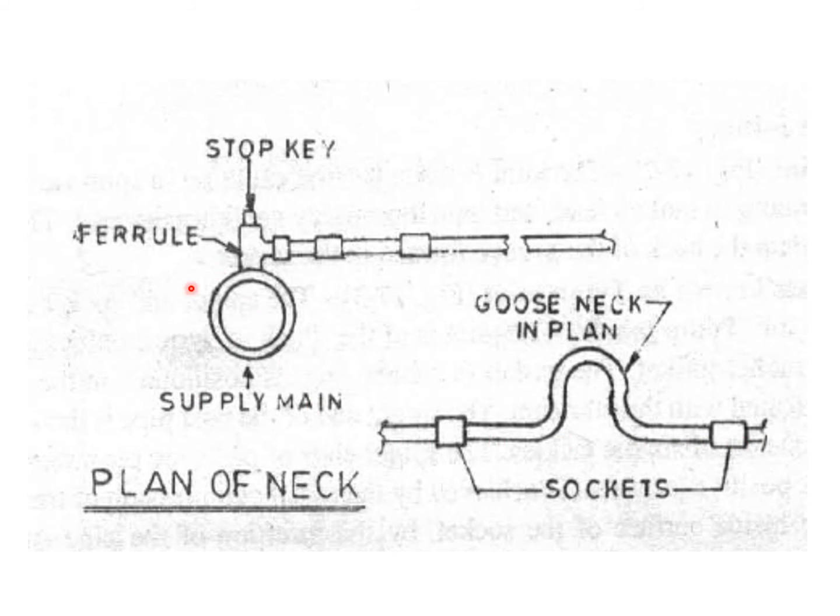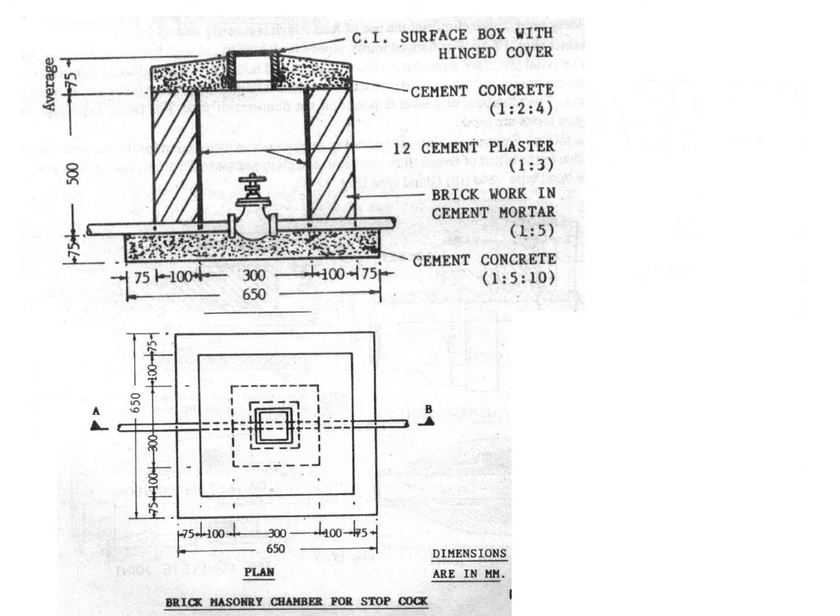And this is a ferrule on the main water line. Drilling has been done, the ferrule has been connected, and it is connected to the pipe, something like this. So this is the brick masonry chamber for stop cocks. That can be connected to the taps, which can regulate the flow of water inside and outside the arrangements.